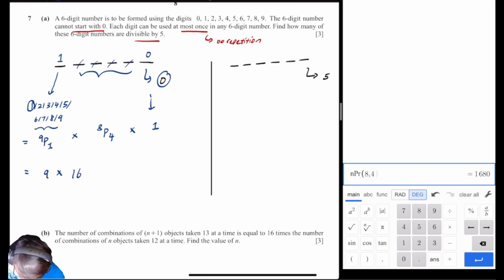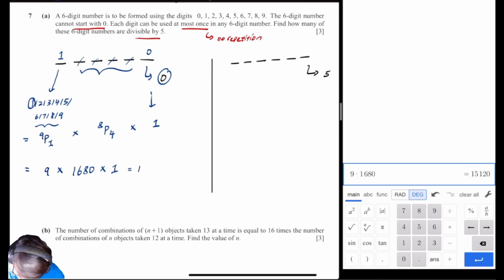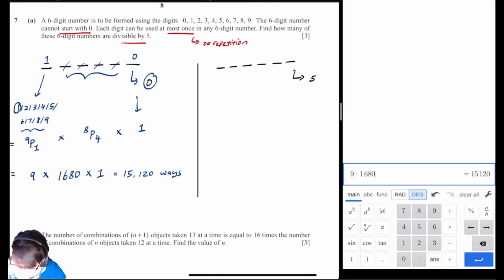8P4 will be 1680 multiplied by 1. So let's clear everything here. 9 times 1680 will be 15120 ways. But that's not it, right? We have to continue.